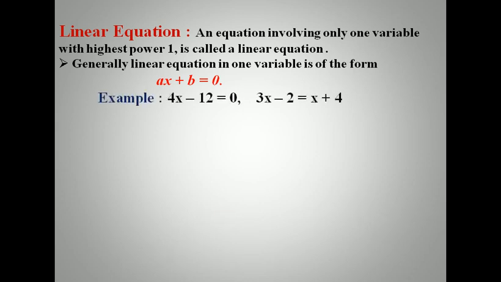Example, 4x minus 12 is equal to 0. In this example, if we solve for x, we get x is equal to 12 by 4, x is equal to 3. Similarly, we can solve for x here also: 3x minus 2 is equal to x plus 4. We get only one solution for x. That's why these types of equations are called linear equations. They have only one variable and only one solution for the variable.